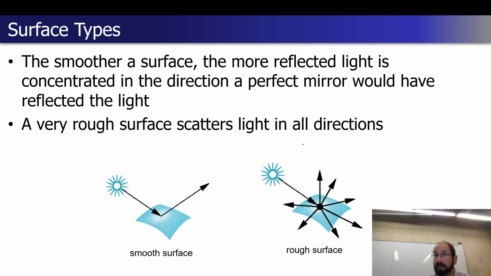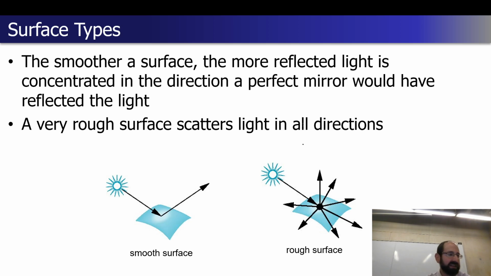Let's talk surfaces as well. The smoother a surface is going to be, the more the reflected light is going to be concentrated in the direction that a perfect mirror would have reflected the light. Versus if you have a very rough surface, it tends to scatter light in all directions. Think unfinished versus finished wood, I guess.